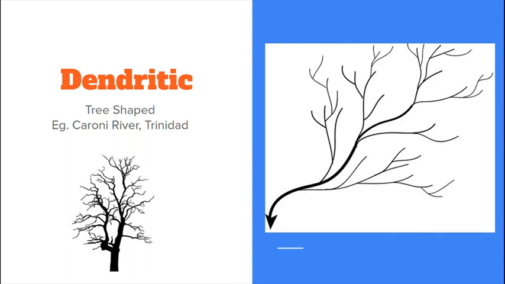Our third pattern is the dendritic drainage pattern. It is from the Greek word dendrite, which means tree. So the pattern itself actually resembles the branches of a tree, and they develop into gently sloping basins with a uniform rock type. The tributaries flow into each other from any area because the rock type is the same throughout the entire area. One example of the dendritic drainage pattern is the Caroni River in Trinidad.